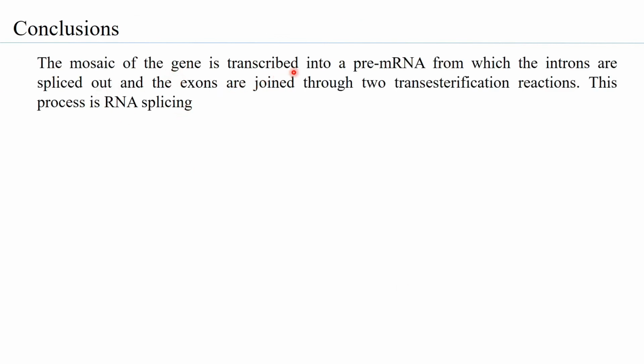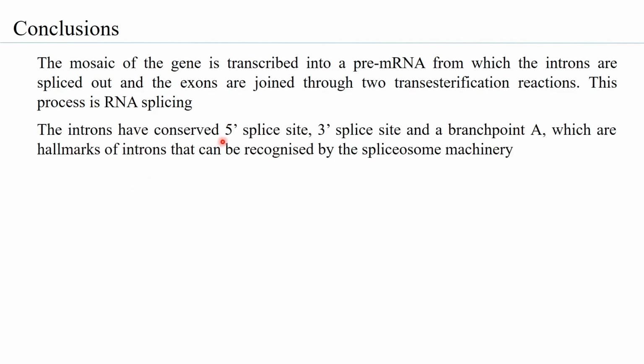So let's make the conclusions. The mosaic of the gene is transcribed into a pre-mRNA from which the introns are spliced out and the exons are joined through two esterification reactions. This process is RNA splicing. The introns have a conserved 5' splice site, 3' splice site, and a branch point A, which are hallmarks of the introns that can be recognized by the spliceosome machinery.